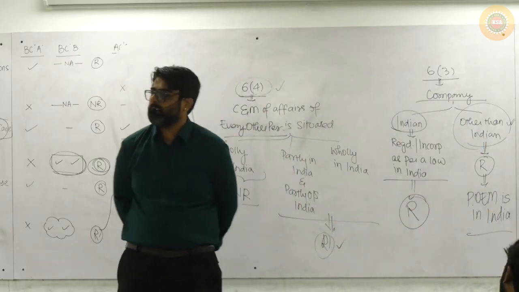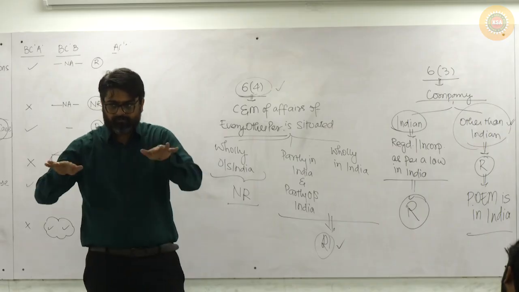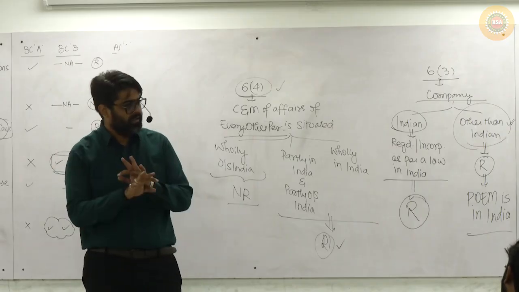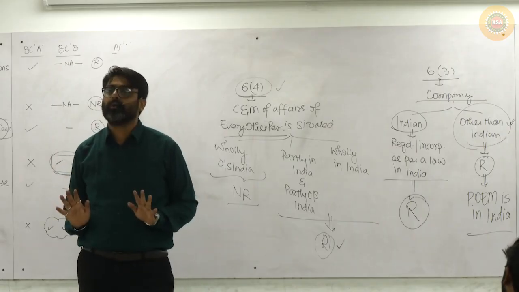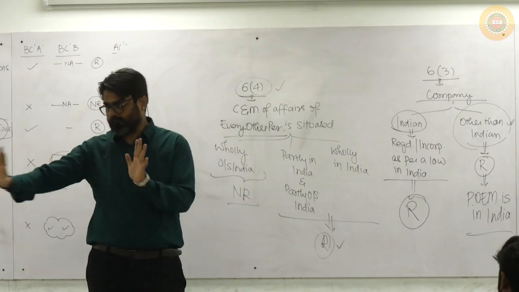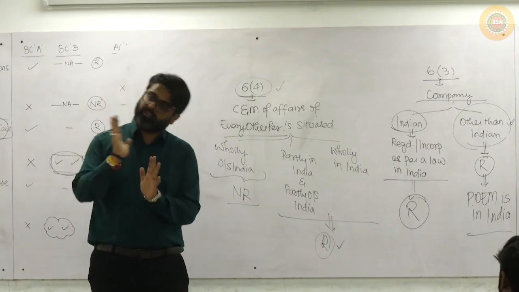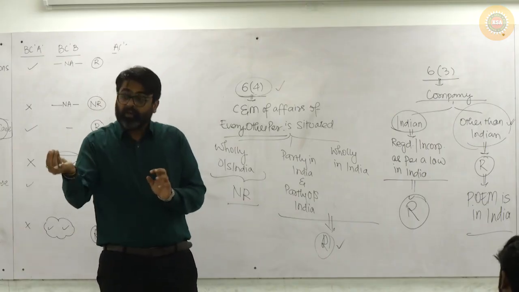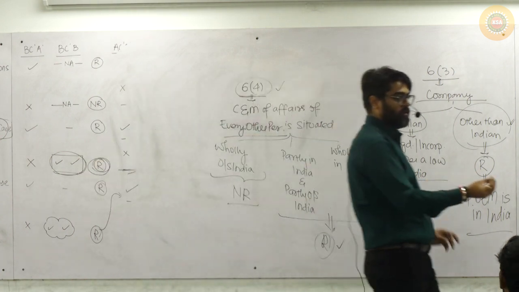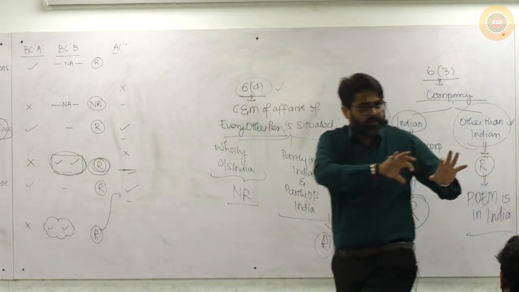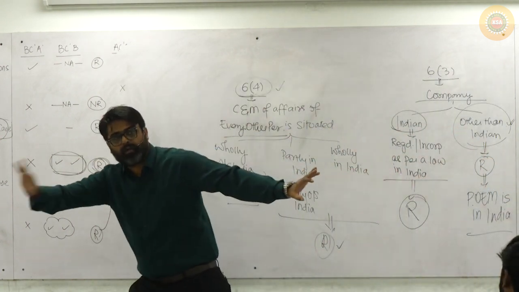Getting my point? Section 6(3), done. All the residential status is over. Understood? This was one part of the chapter. Okay. Now I'll tell you the second part. Which income will come in the computation of your total income? Which income will not come in the computation of your total income?